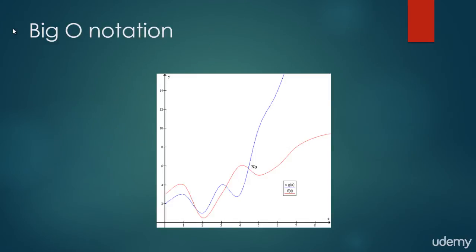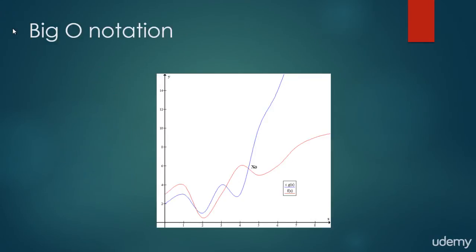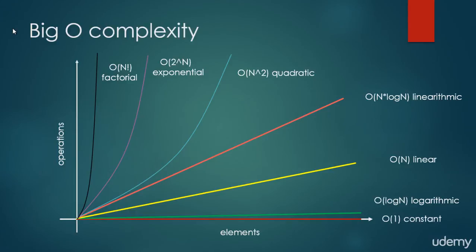So here's a good illustration of it: we have two functions, f(x) and g(x). The f(x) is denoted with red, the g(x) is denoted with blue, and we can see that from approximately 4.5, so from x0, f(x) is bounded by c times g(x). So this is the concrete definition we've been talking about, that f(x) is O(g(x)). So that's it, and let me tell a few words about the main big O complexities.